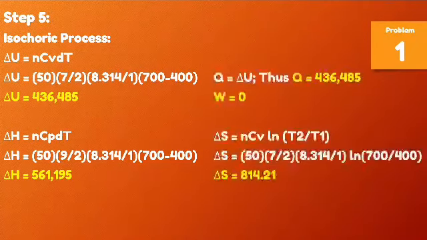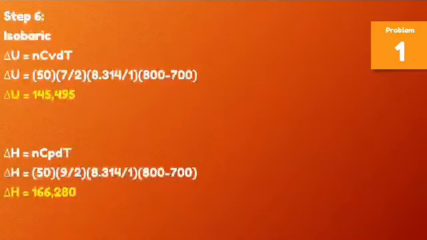For the isochoric process, Q, or sensible heat, equals ΔU. Thus, Q is equal to 436,485. And then we have work, W equals 0. Now for ΔS, substitute 50 times 7 over 2, which is the constant volume heat capacity, times 8.314 over 1, ln 700, which is our T2, over T1, which is 400. Now we have ΔS equal to 814.21.